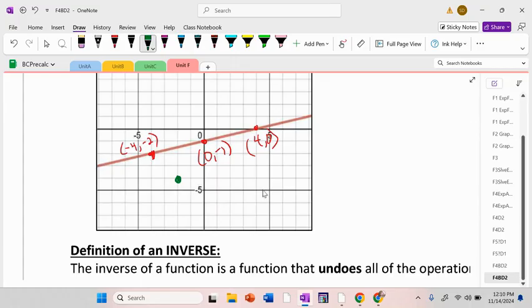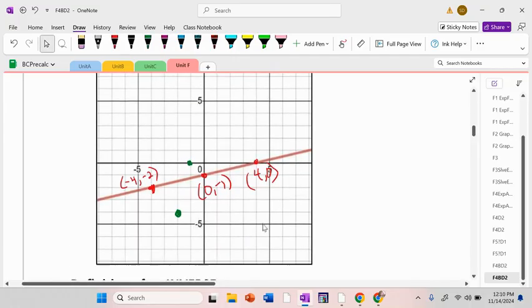This becomes not (0, -1), but (-1, 0). And then this becomes not (4, 0), but (0, 4). Did I just do something wrong there? Something's wrong. (0, -1) becomes (-1, 0). All right, and then (4, 0) becomes (0, 4). Okay, good. I didn't think that created a line.